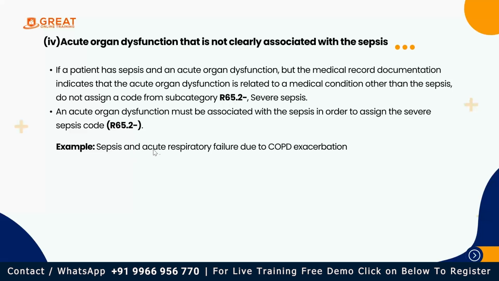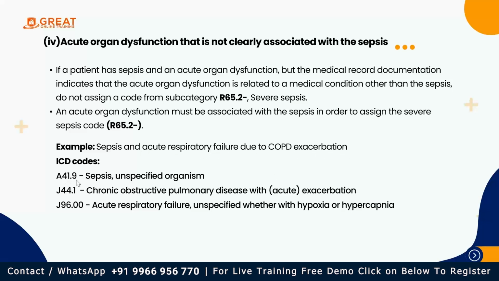For example, sepsis and acute respiratory failure due to COPD exacerbation. Here we have to use A41.9 for sepsis, unspecified organism, as the organism is not given and they just mention sepsis. We have to use the A41.9 default. Plus we have to use J44.1, which is for COPD, and J96.00 for acute respiratory failure.